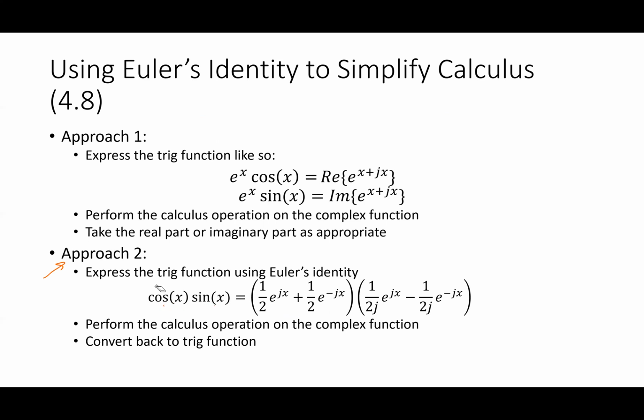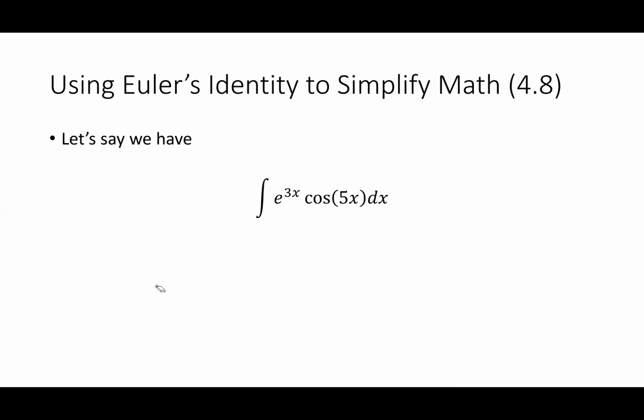Now, just bear with it for a second. I need some space here, so I'll just do it here. If I've got e to the 3x cosine 5x, like that, when I see a cosine, that tells me I want to express this as the real part of something.